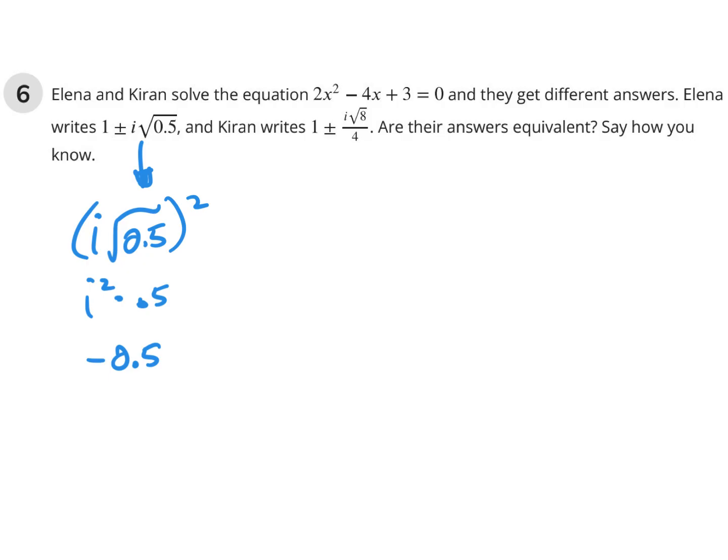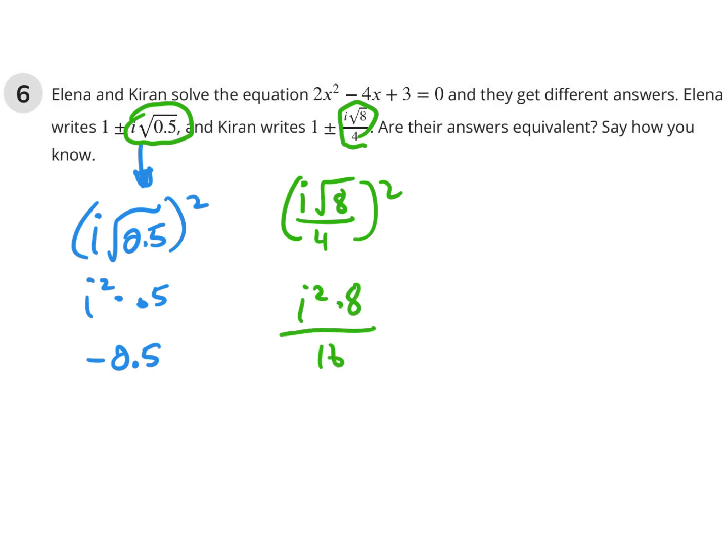But that also means that I could square just this part right here, the complex part, or the imaginary part of it, over 4 squared, which gives me i squared times 8 over 16. Because when you have a square in a fraction, you square the top and the bottom. 8 divided by 16 is also 1/2. i squared is negative 1. Negative 1/2 equals negative 0.5. So even though they look different, they have the same value, which makes them equivalent.